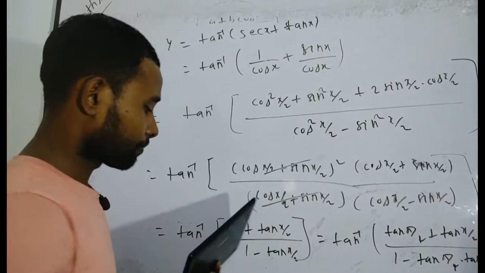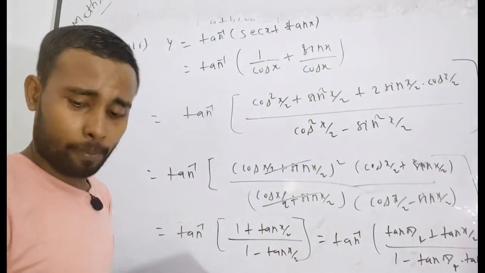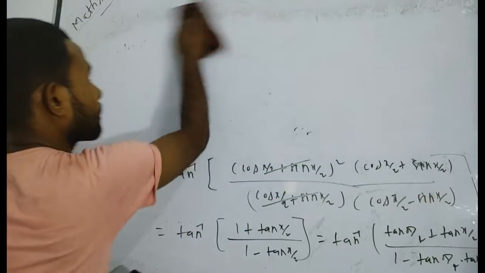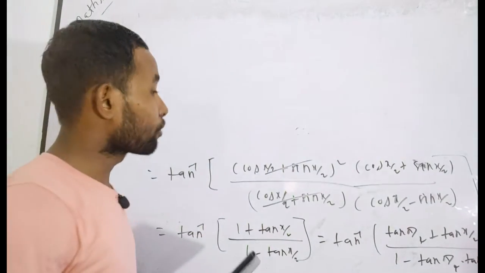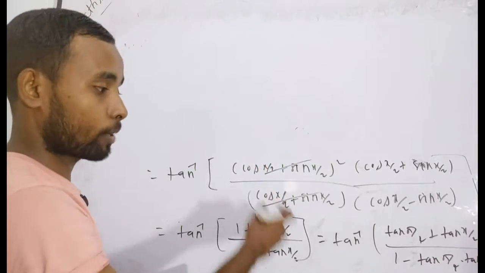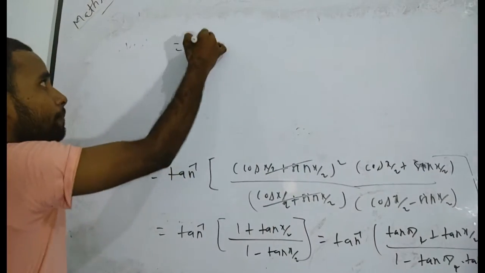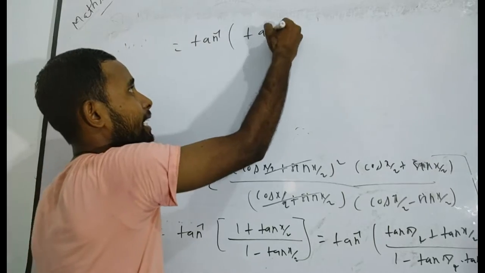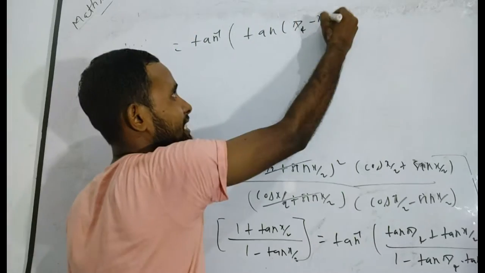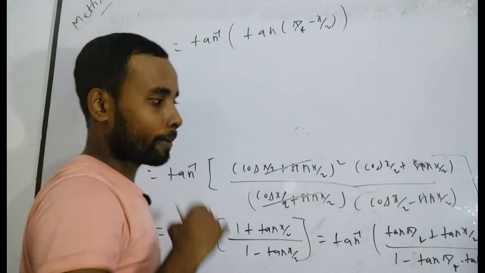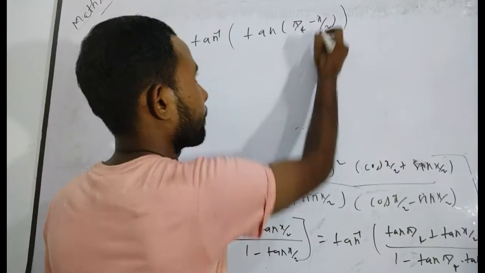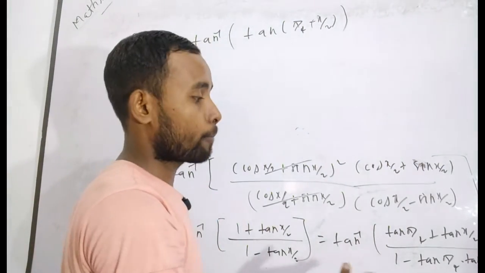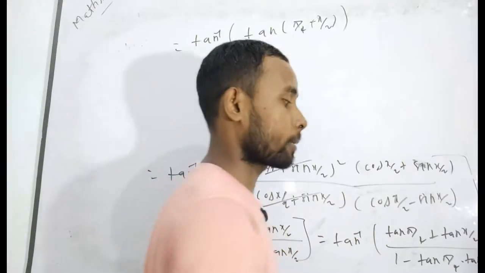Now you will tell me, sir, you have made this question very lengthy, but I will suggest when you solve that problem by that procedure, you have to simplify again. Now you will get here tan inverse. What is the formula of this term? Tan of pi by 4 plus x by 2, its formula will be tan pi by 4 plus tan x by 2, divided by 1 minus tan pi by 4 into tan x by 2.